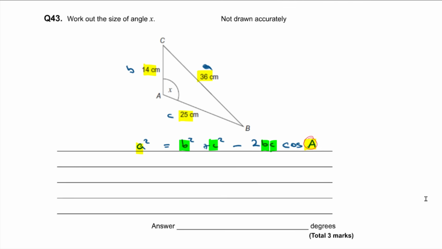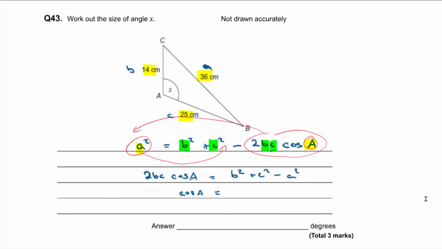Okay, so add in 2bc cos A to both sides, shifting this whole bit over to here and shifting this bit over to here. I'm going to rewrite this as 2bc cos A is equal to b squared plus c squared minus a squared. And then finally, dividing through by 2bc, I'm going to get cos A is equal to b squared plus c squared minus a squared over 2bc. Okay? Now, once I've got it written like that, then I can sub into it, can't I?